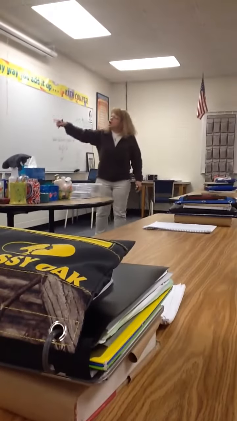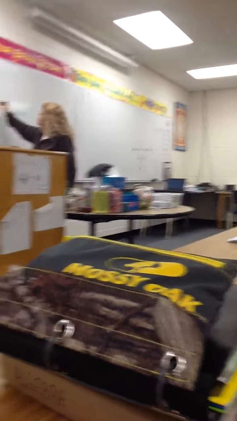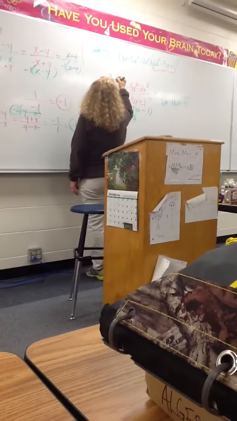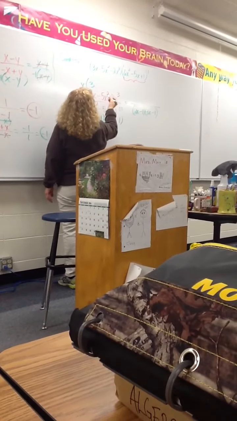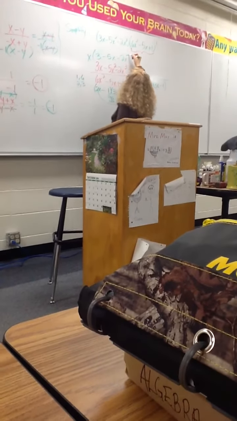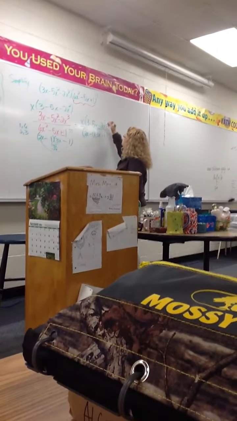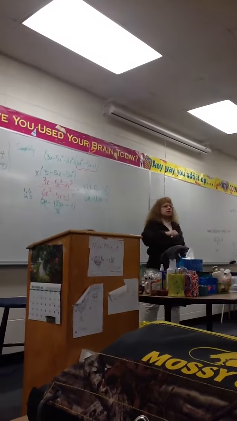So the bottom is good. What about the top now? Right, I've got an x common to all of those. Let's take it out. It'd be 3 minus 5x minus 2x squared. Oops, 5x minus 2x squared. And then what'd you say back there? They go to negative.